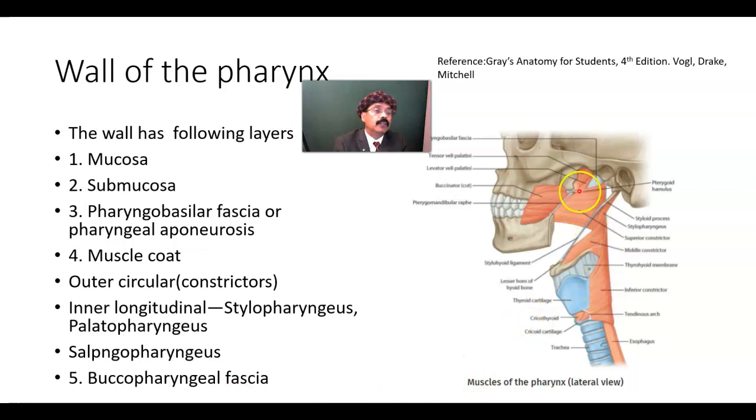Again, this is the superior constrictor muscle. This is the middle constrictor, and the inferior constrictor muscle. We have one of the longitudinal muscles I am seeing here, the stylopharyngeus muscle. And we have seen in your previous image the salpingopharyngeal fold. Underneath we get the salpingopharyngeus muscle.